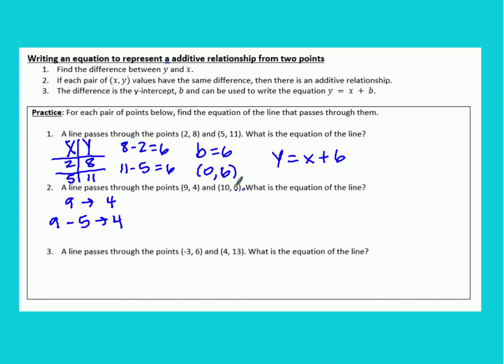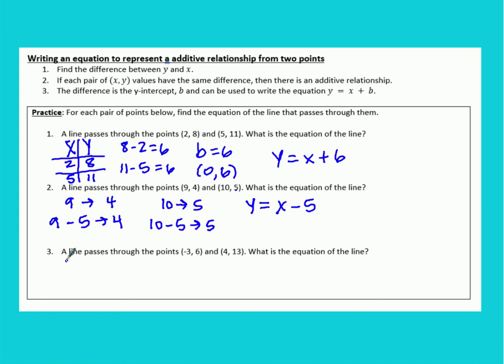To get from 10 to 5, think about what you have to do. 10 minus 5 would get us 5. So we can see that each time we're going from x to y, we're just subtracting 5 from our x value. So that would mean that our y needs to be the same as x minus 5. So that's just another way you could do it if you want to look at it that way.